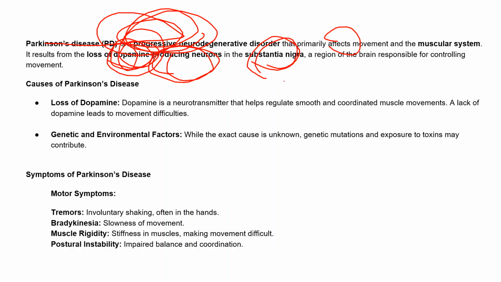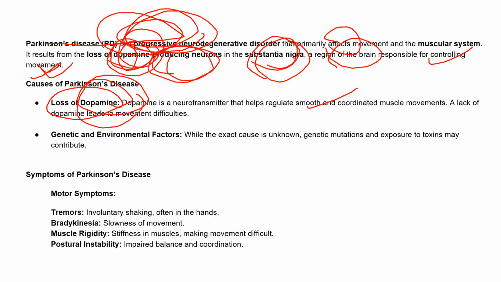What is this substantia nigra? It is a region present in the brain which is normally responsible for controlling the movements. Dopamine helps smooth and coordinated muscle movement. If there is a loss of dopamine, it leads to movement difficulties. Also, sometimes the exact cause is not known. In that case, maybe some mutation is there.